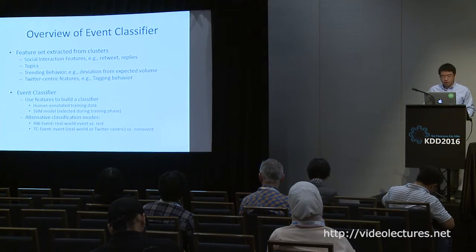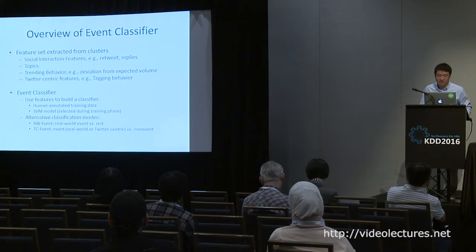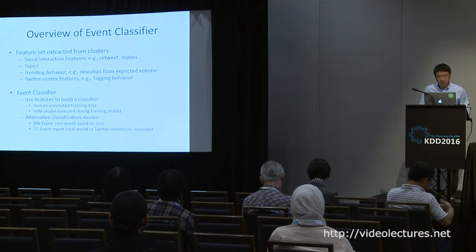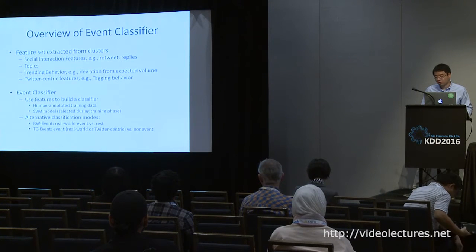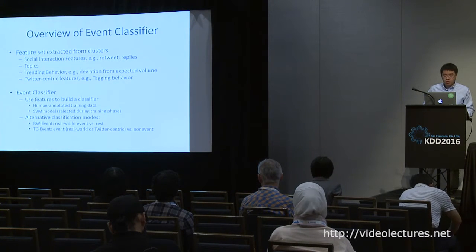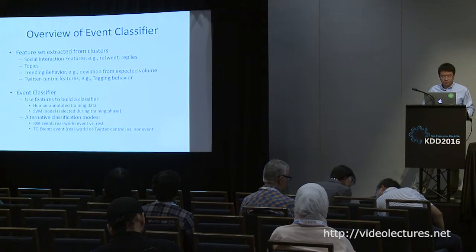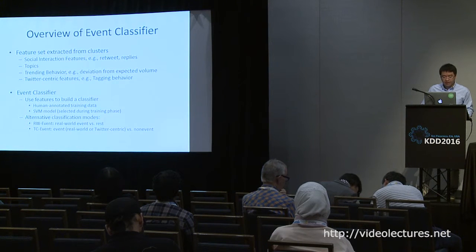For features, they extract several types: social interaction features, such as retweets and replies in a cluster, and topics from the clusters. They also look at whether the cluster has trending behavior by comparing the standard deviation from expected values, expected volumes. They also look at Twitter-centric features such as tagging behaviors, the hashtags in the cluster. And they use these features to build a classifier.